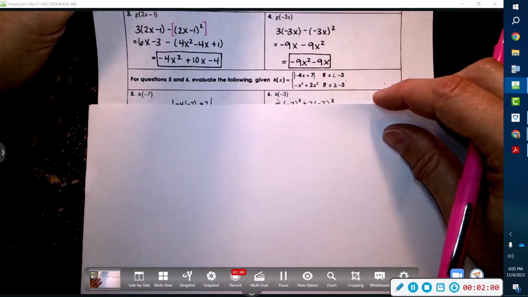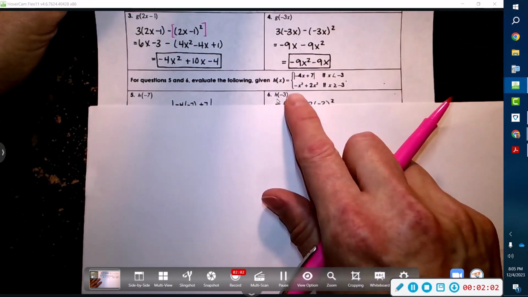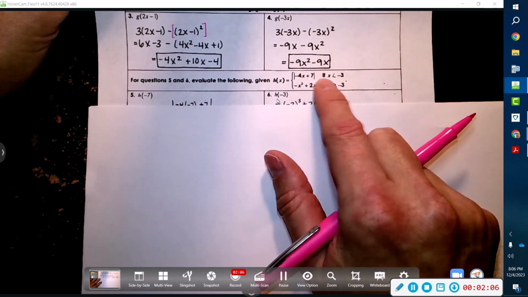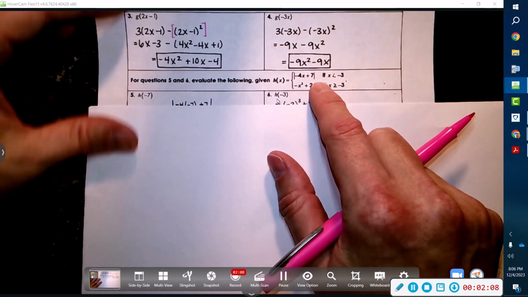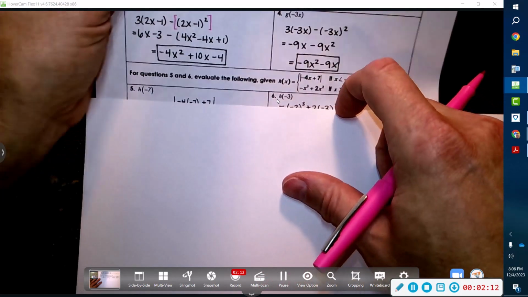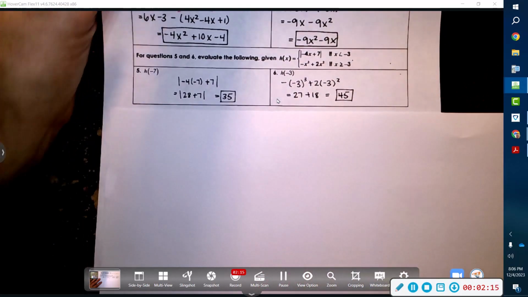Okay, here we have a piecewise function where we've got two very different functions here. That's the word if, so we normally just kind of put a comma there. And this is for x is less than negative 3, this is greater than or equal to. So what we're looking for here is where do we plug in the functions.